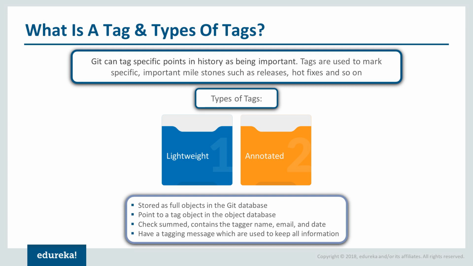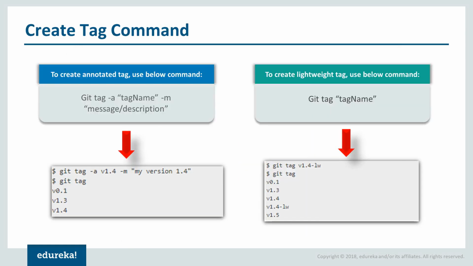Annotated tags are stored as full objects in the Git database. They point to a tag object in the object database. The checksum contains the tagger name, email, and date, and they have a tagging message which is used to keep all information. So this is the example for annotated. This is the example for lightweight. Lightweight is simply git tag with the name, and I get the tags. If I just type git tag, I'll list all the tags. The second one is annotated, wherein I specify git tag -a, my tag name, -m, my message, right? And if I go here and type git tag, listing all the tags, then I can see them.